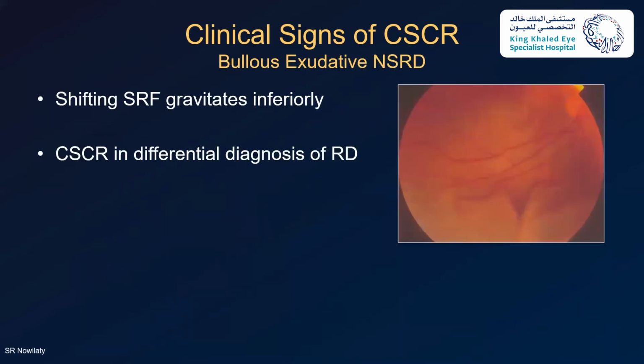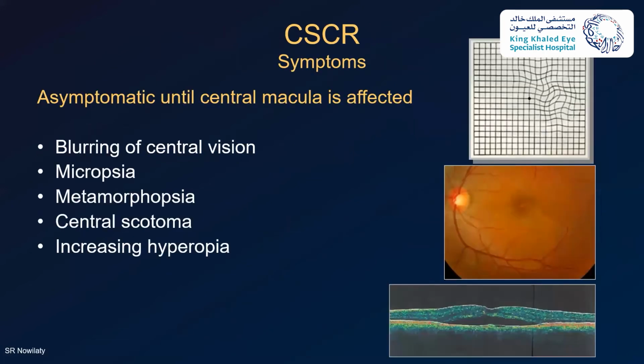Now, sometimes the leakage is so bad that you can have an exudative retinal detachment. Okay, so I just want to tell you that one of the things that you have to think of when you have an exudative retinal detachment is not just inflammation. It could be uveal effusion, but sometimes it could also be central serous chorioretinopathy when the choroid is quite thick. So it has to be in the differential.